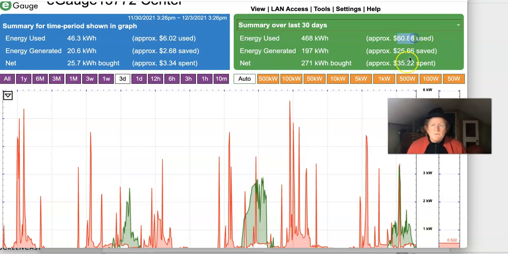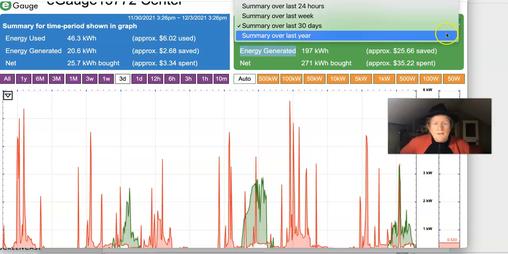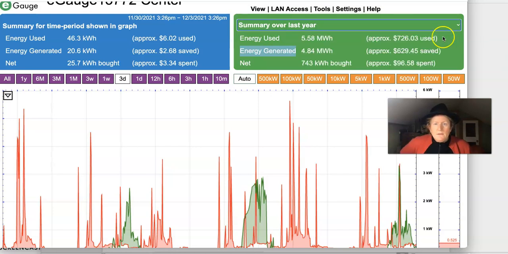$60 of energy was used, $35 was purchased, and we saved $25 from the energy generated in this system. In different months, it is different. If you look over the last year, you can see over a year.